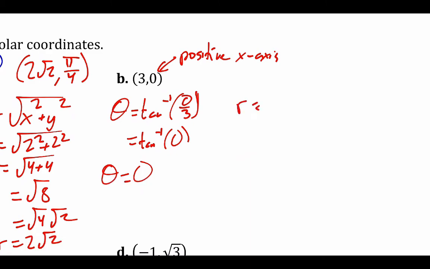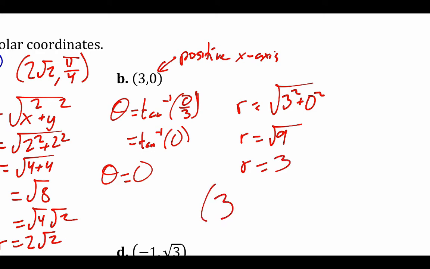For our radius, we got r equals the square root of x squared, so 3 squared plus 0 squared. So we got r equals the square root of 9 plus 0. Goodness gracious, that's just the square root of 9. We get r equals 3. So our coordinates are a radius of 3, angle measure of 0.